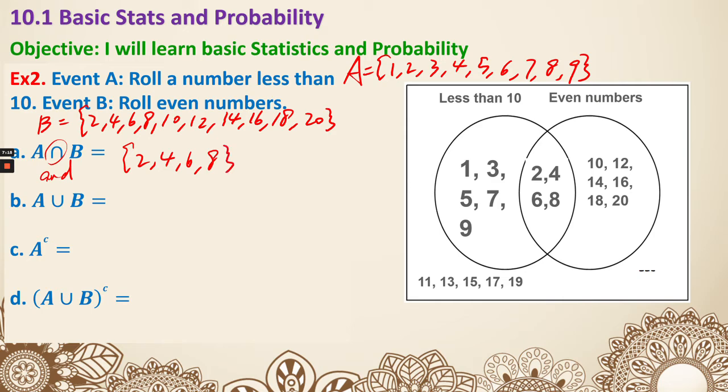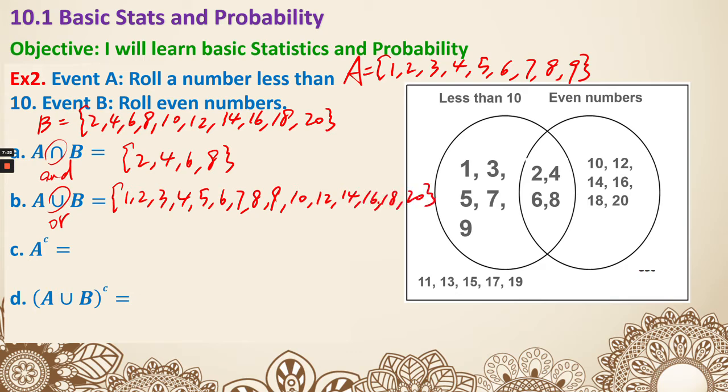Next, A or B. This means it could be in A, could be in B, or it could be in both. So I need to write every single number: 1, 2, 3, 4, 5, 6, 7, 8, 9, 10, 12, 14, 16, 18, 20. Now you might be wondering, if we write everything that's in A and B, 2, 4, 6, 8 actually appeared twice. Even though they appear twice, we just write them once because we know they appeared. That's all.